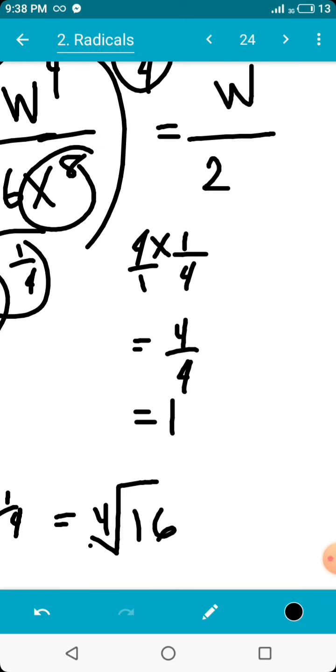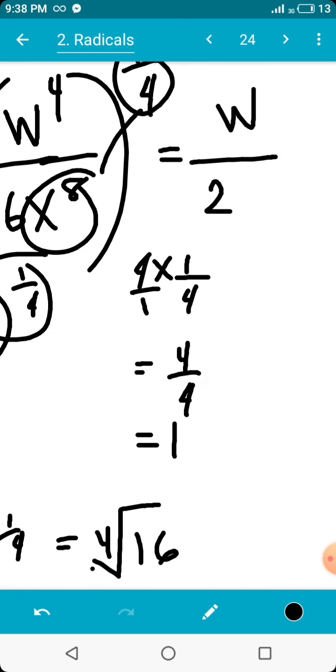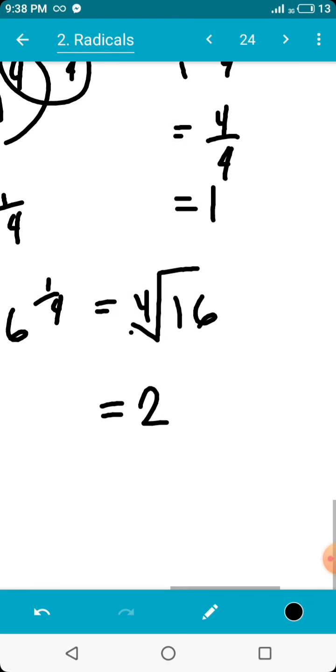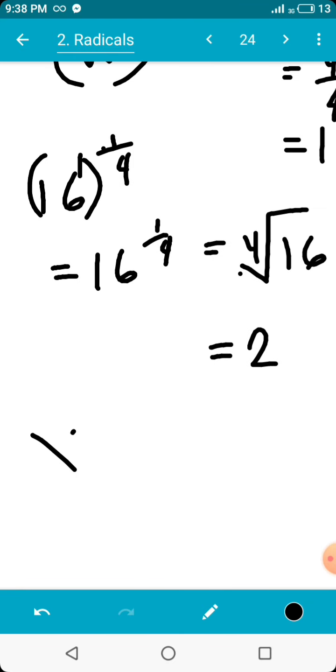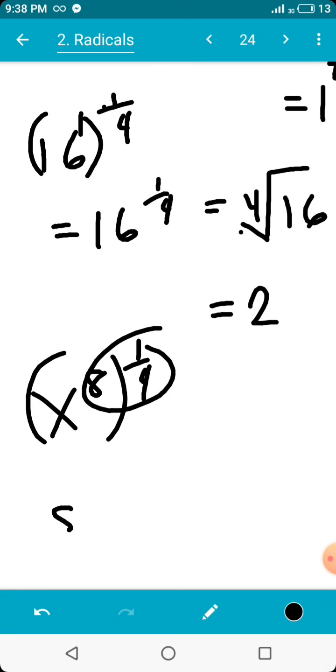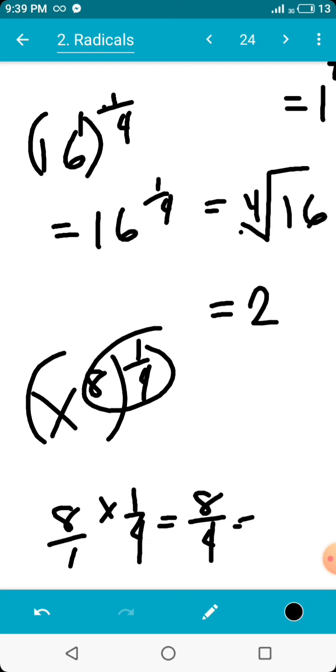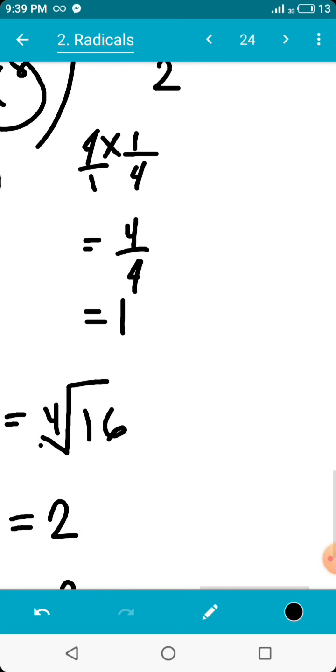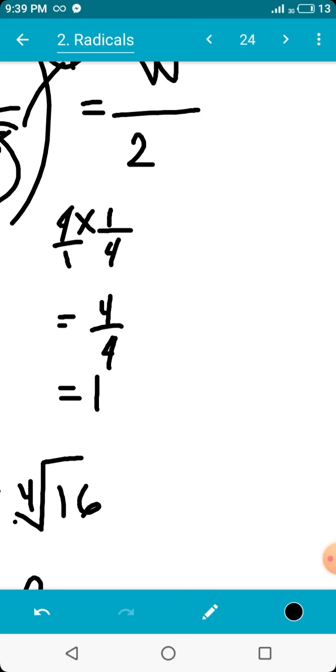So, doon naman tayo sa x raised to 8 and then raised to 1/4. So, x raised to 8 raised to 1/4. So, again, ita-times lang ulit natin to. So, it will become 8 times 1/4 over 1. So, it will become 8 over 4, and that is 2. So, ibig sabihin, ito ay x raised to 2. Okay? So, ang kasama nito dito ay x raised to 2.